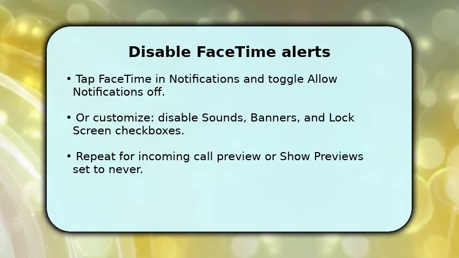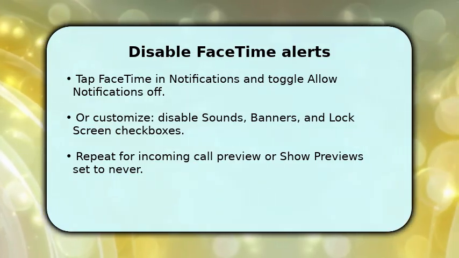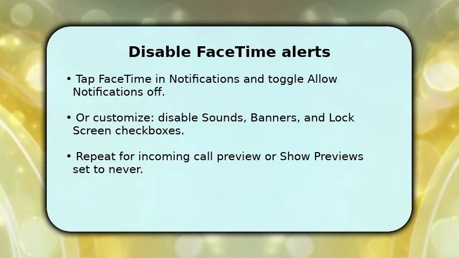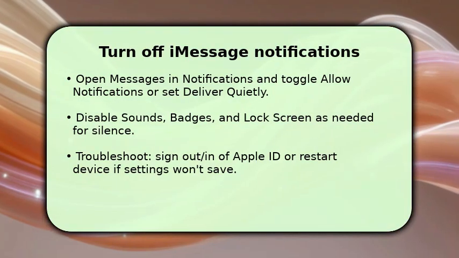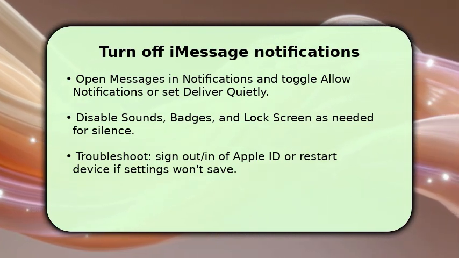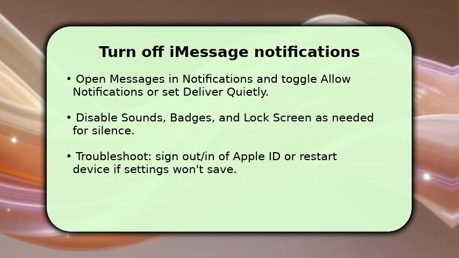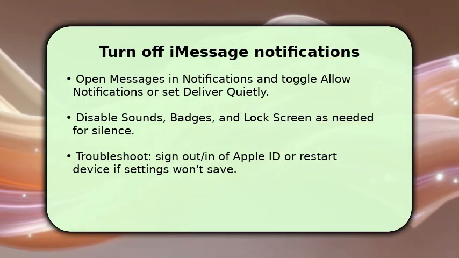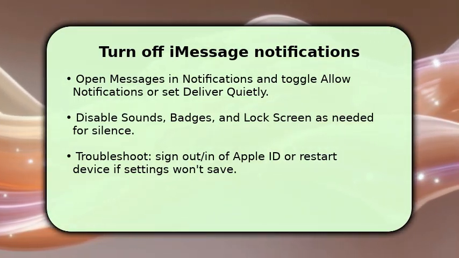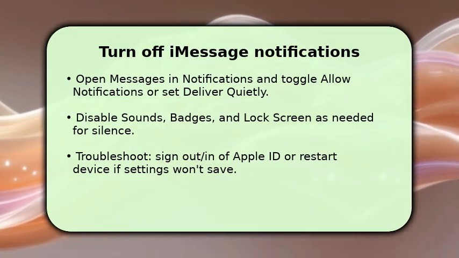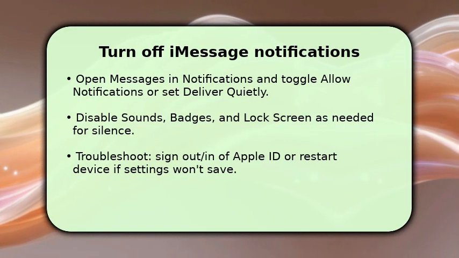Also check Show Previews in Notifications settings, and set to Never if you want message content hidden when alerts still appear. You finish by opening Messages in Notifications and choosing Full Silence or a low-key option. Toggle Allow Notifications off to stop everything, or pick Deliver quietly if you want messages delivered without banners or sounds. Make sure to disable sounds and badges and remove lock screen permission to prevent visual alerts.